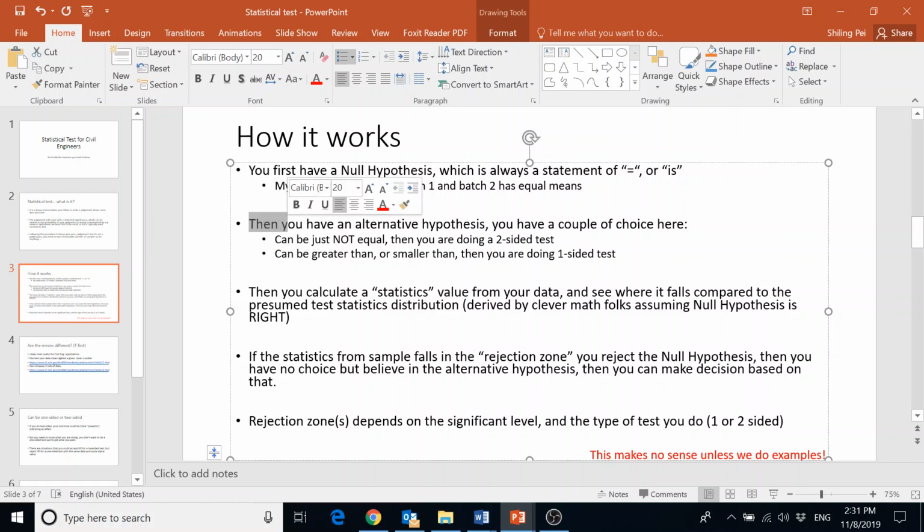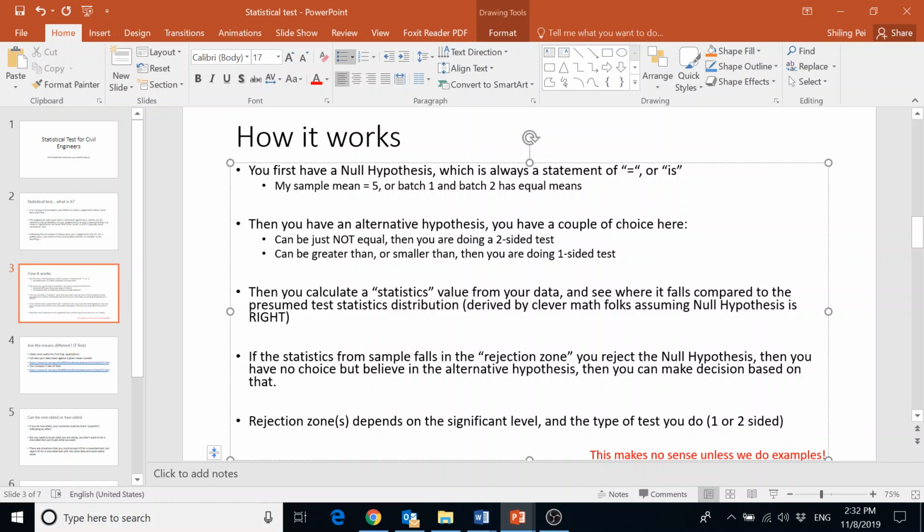Then, after choosing your null hypothesis, you can have an alternative hypothesis. You have a couple of choices here. It can simply be not this. So when you say it's equal, you just say not equal. When you say batch 1 and batch 2 have the same means, you can say they don't, they're just different. If that's your alternative hypothesis, that means you are doing a two-sided test, which means you are looking at whether they are either smaller or bigger, and then you can reject your null hypothesis.